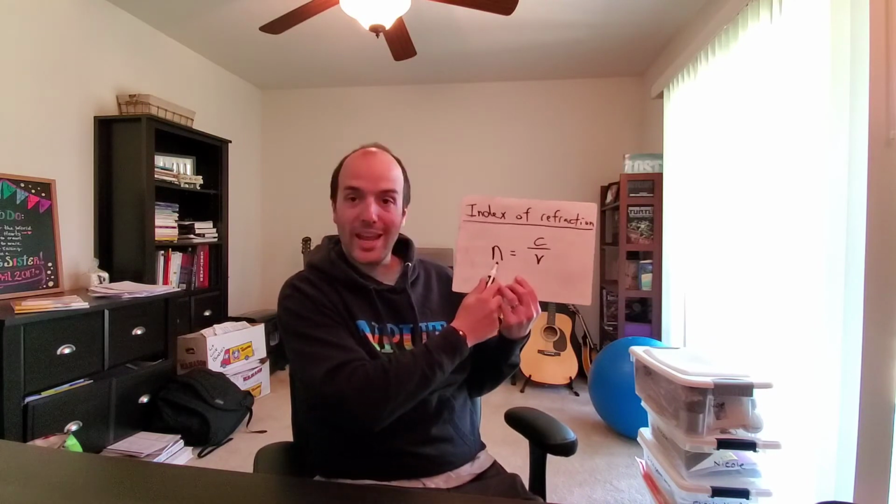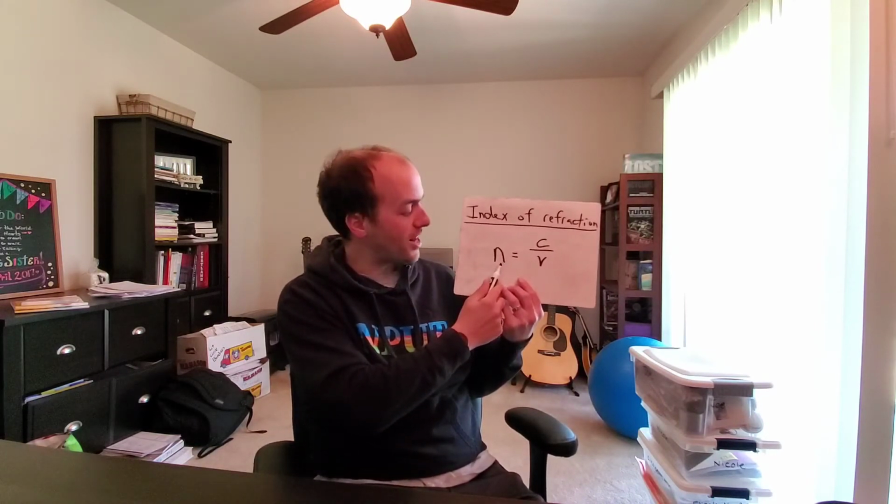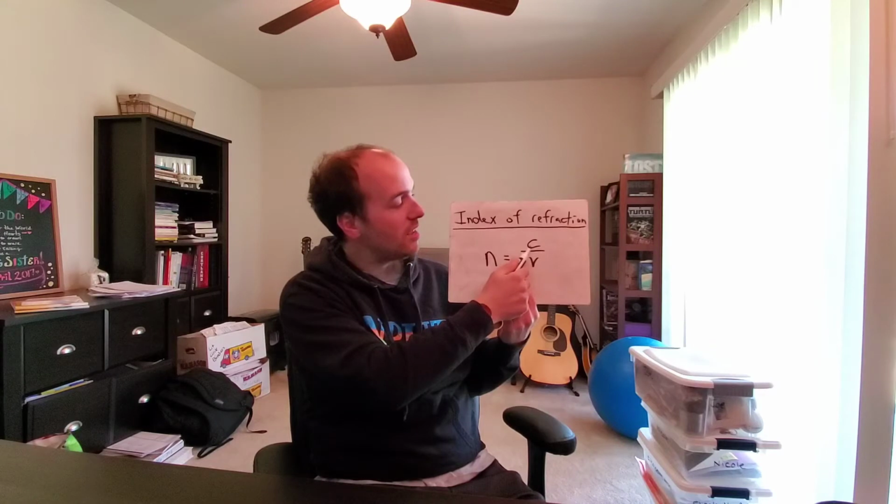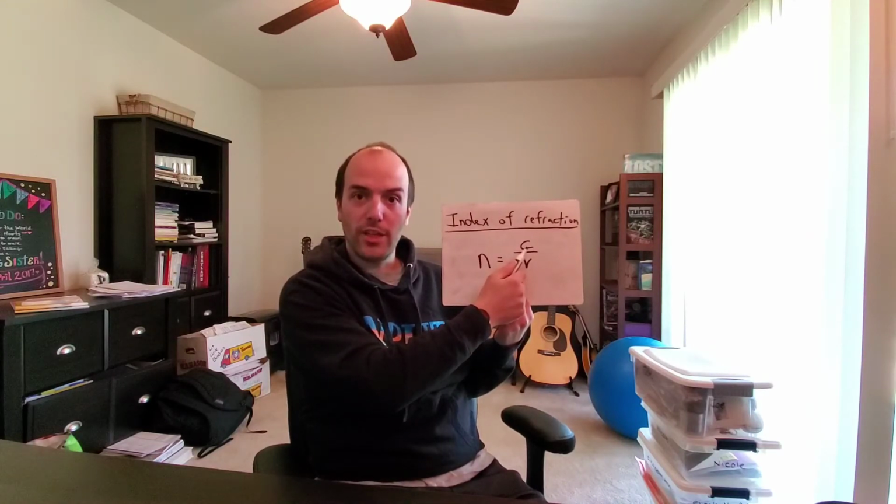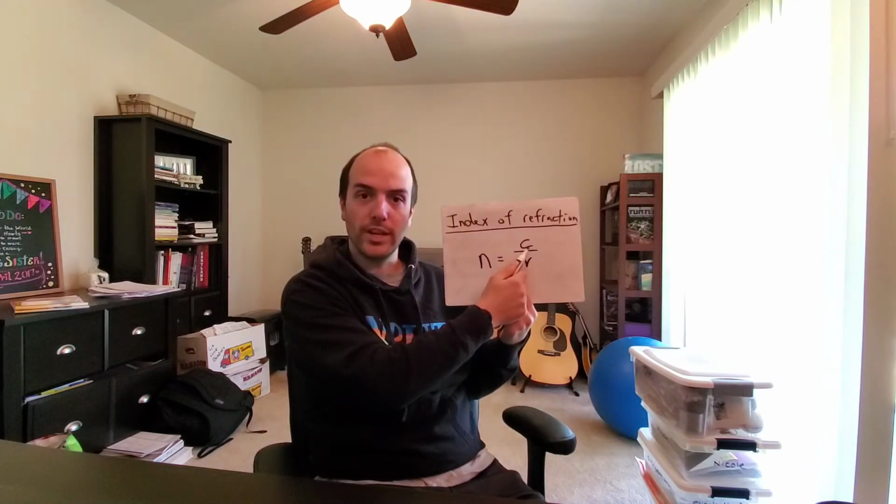Okay? Now, the index of refraction is a value that is represented by the ratio between the speed of light in a vacuum to the speed of light in a substance. So here we go. Lowercase n is your index of refraction. Your c is the speed of light in a vacuum, that 3 times 10 to the 8 meters per second. And your v is the speed of light in that substance.